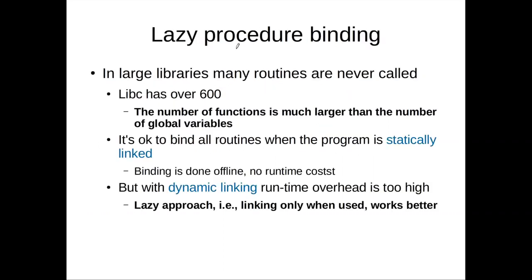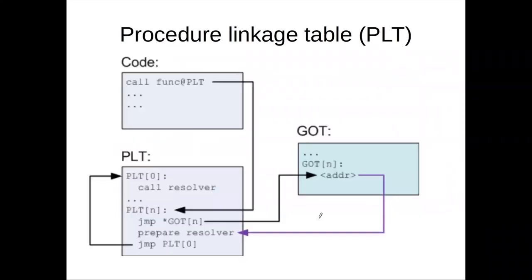And as I was saying, libc has over 600 functions, right? The number of functions is much larger than the number of global variables. And it's okay to bind all routines when the program is statically linked, because it's done offline. But with dynamic linking, you take the lazy approach: do not bind them because it takes too much time, but only link them when they're used, right? And another technique is used for this lazy binding.